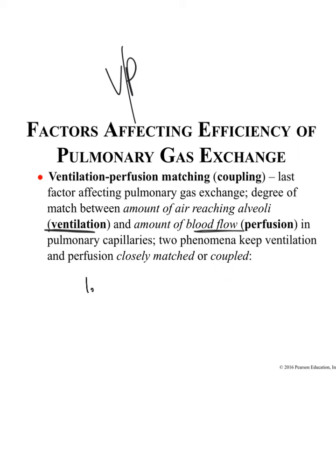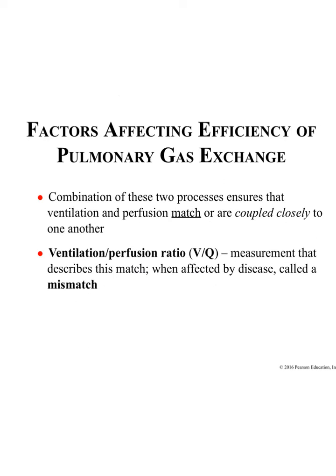Those two things should be matched. One is the diameter of the arteriole that's feeding the pulmonary capillary bed: is it constricted or dilated? And secondly, you want to look at the bronchiole itself: is it constricted or is it dilated? So those are two things that help. These two processes can make sure that ventilation and perfusion are as close as they can be to one another.